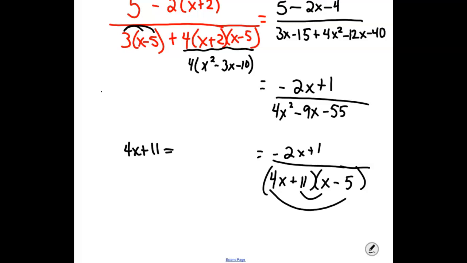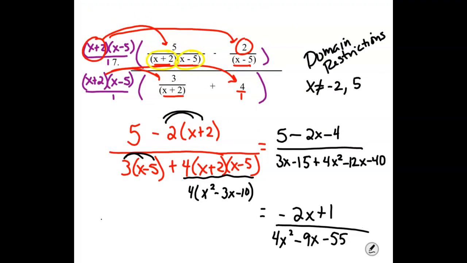4x plus 11, we don't want it to be 0. So x cannot equal negative 11/4. So we're going to add that to our domain restriction. The other one is x minus 5. We already had. We said x couldn't be a 5. So our domain restrictions would be negative 2, 5, and negative 11/4.